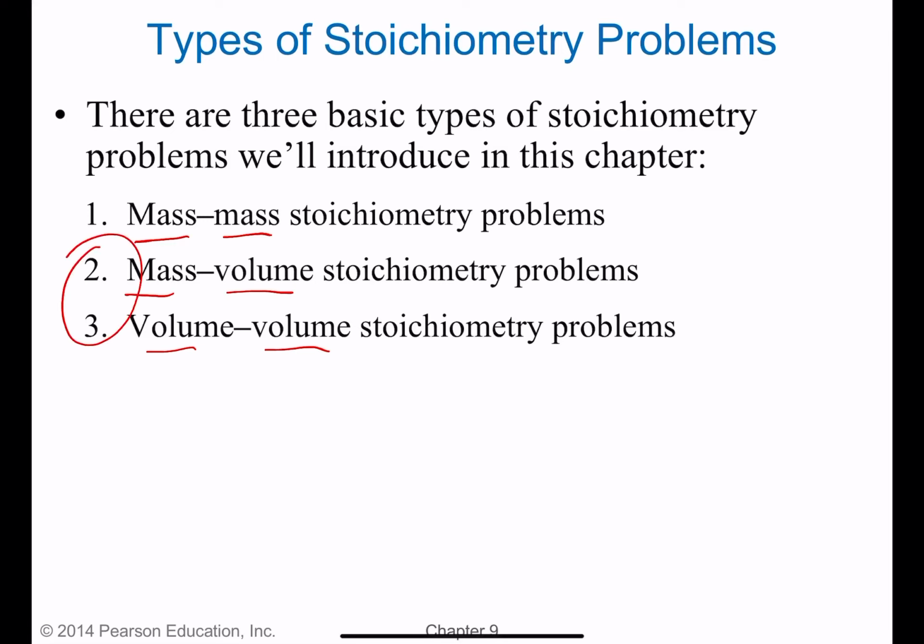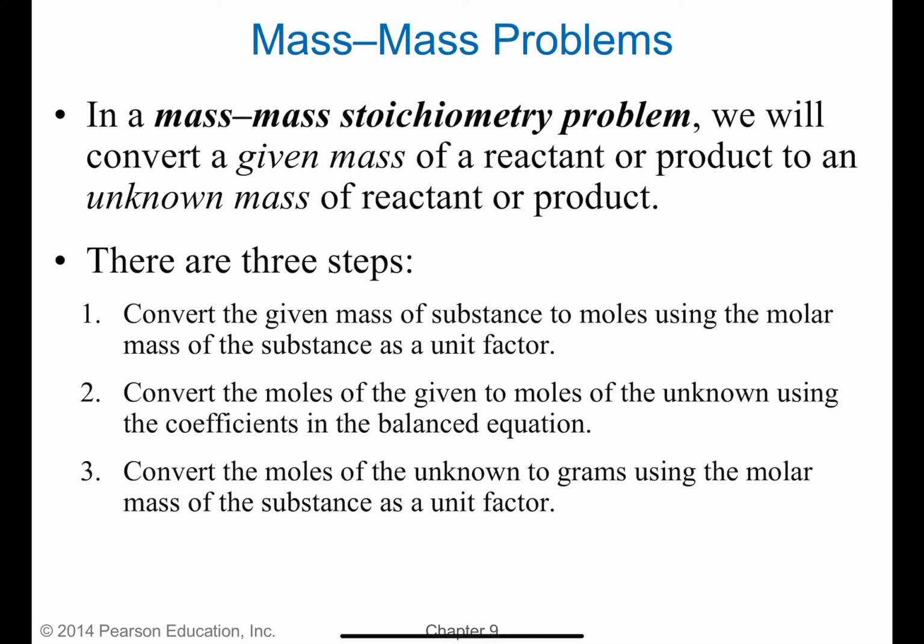Now, these two we're not going to do in this video. We're just going to focus on this one for right now, but it's all the same thing. It's all stoichiometry. So in mass-to-mass stoichiometry problems, which is what we're going to focus on for the rest of this video, we're not going to do volume yet. We're going to use a given mass of reactant or product and eventually convert that to mass of something else, a different substance.